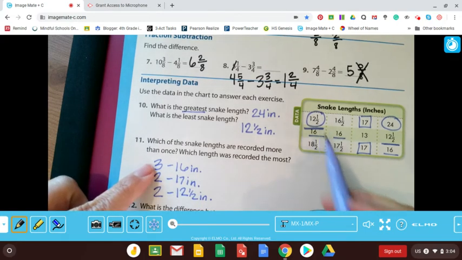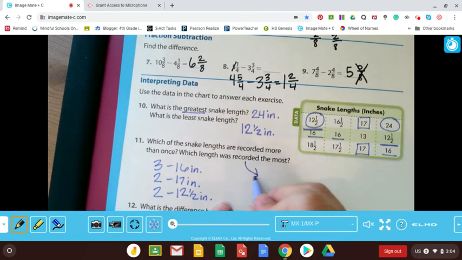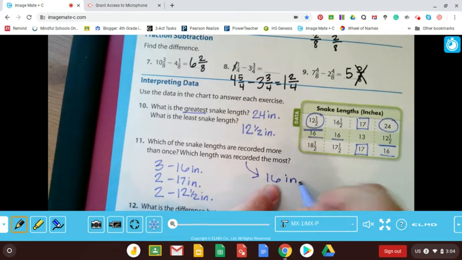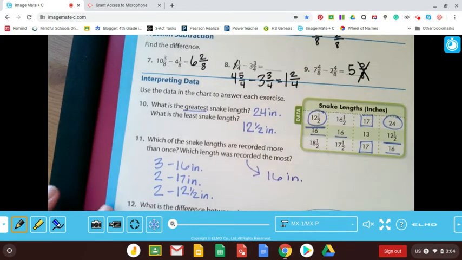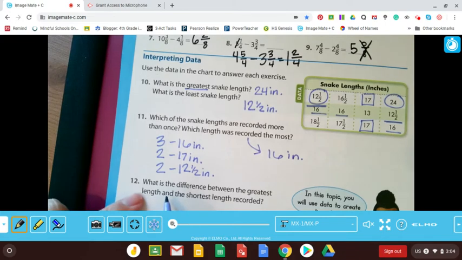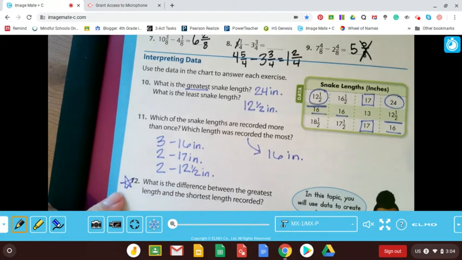Okay. Which length was recorded the most? Well, there was 3 of those 16 inches, right? So the most would be the 16 inches. There was 3 of those guys. And now they asked me another question. This one, I'm going to put a little star next to it.